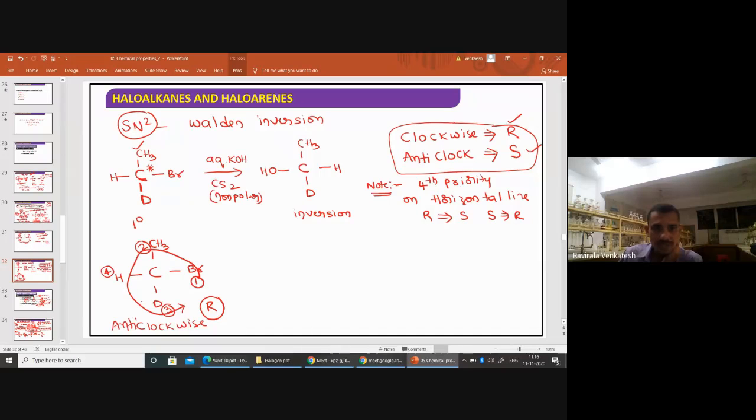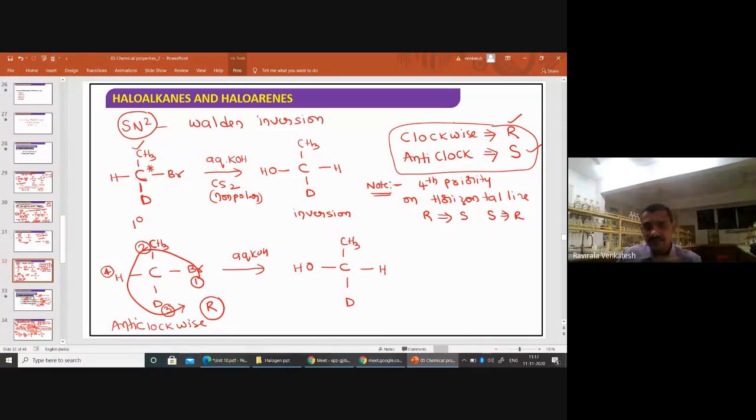Now what I am doing here, if I take aqueous KOH, what are we going to get? OH on the left-hand side, and here we are going to get CD3. That hydrogen is replaced, and you are going to get the deuterium. Now again, give the configuration for this one. What type of configuration are you going to get, R or S? Tell me now.